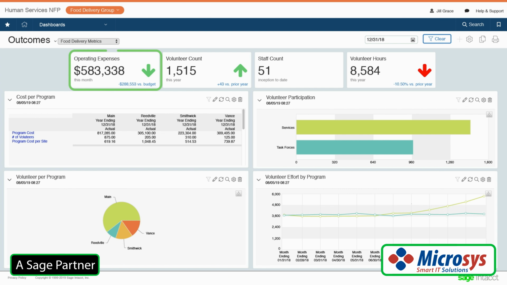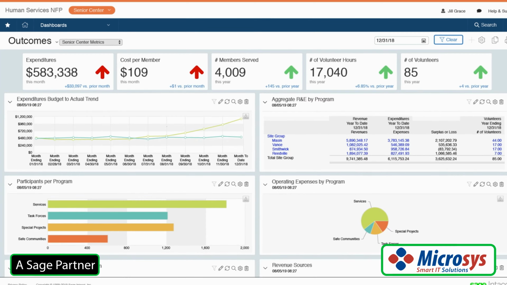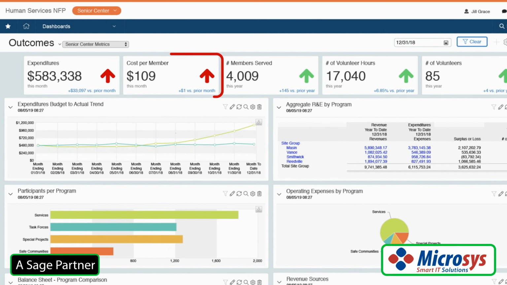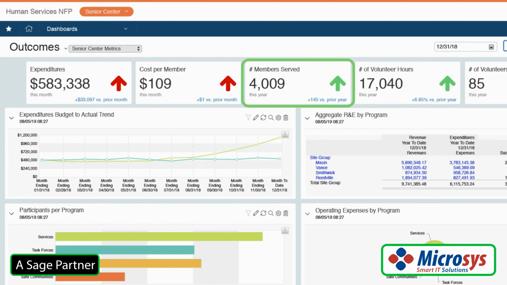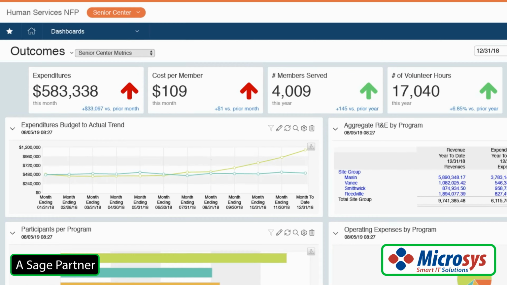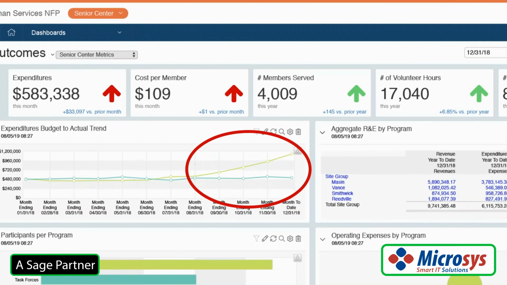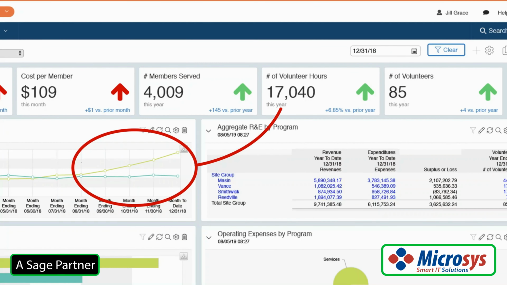We can see that operating expenses are within budget. Drilling down, we see the detail and see that funds remain adequate to support the mission. Jumping over to the dashboard for the senior center, we see an overrun in the ratio of expenses to people served. By combining captured external and statistical information within the system, we can easily see that we're not meeting the service goals for the community center. Expenses are increasing while volunteer hours remain steady, indicating community support but increased overhead for the center.